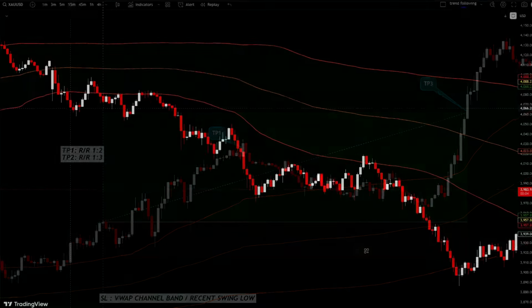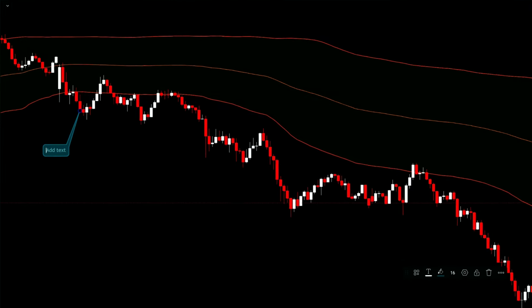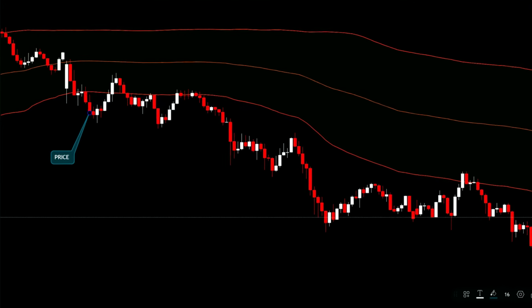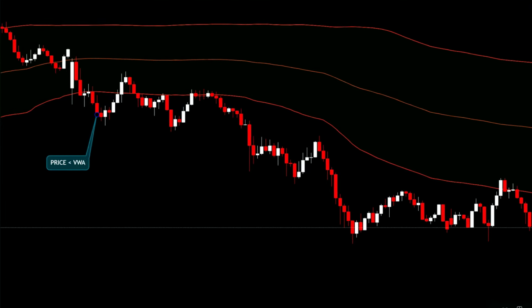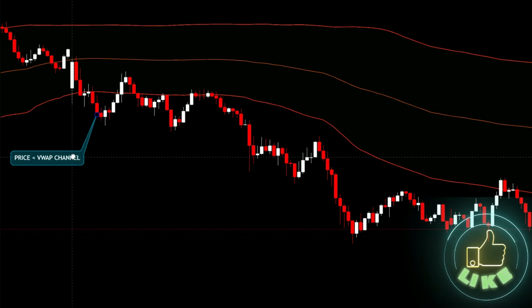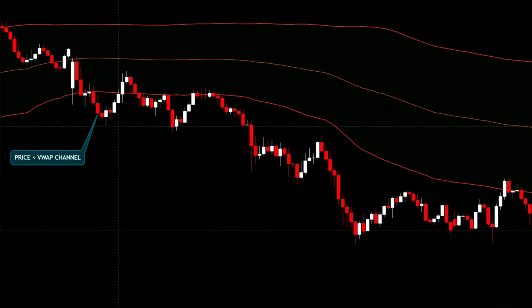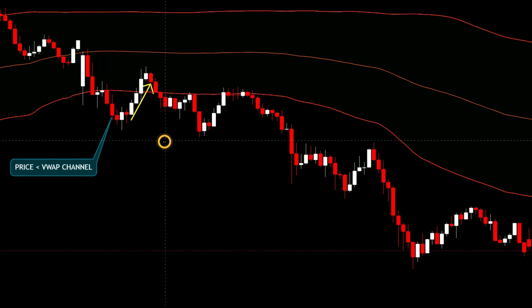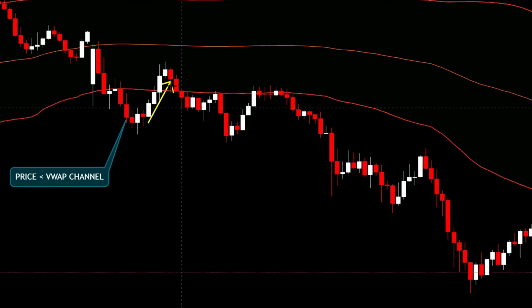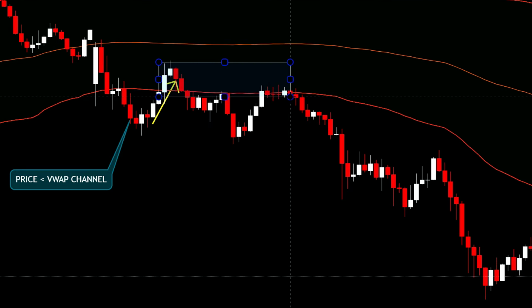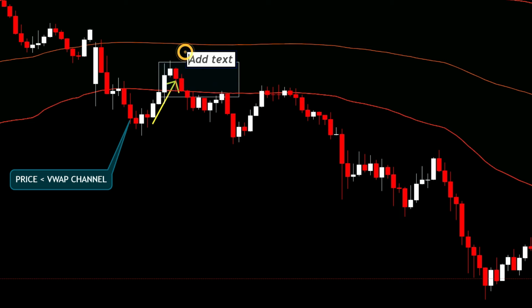Now let's flip it. Same gold chart, 15 minutes again. But look at this. The trend is down. Price is below the rolling VWAP bands, signaling a bearish structure. Don't rush. Watch price pull back toward the bands. This retest is crucial. Only after price returns and confirms the trend is respected do we look for a selling opportunity.